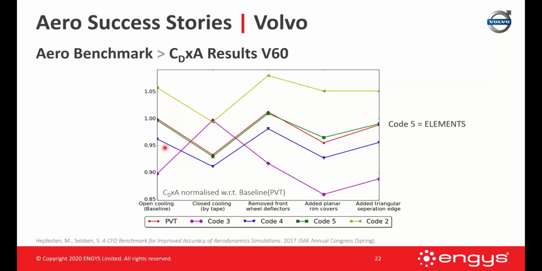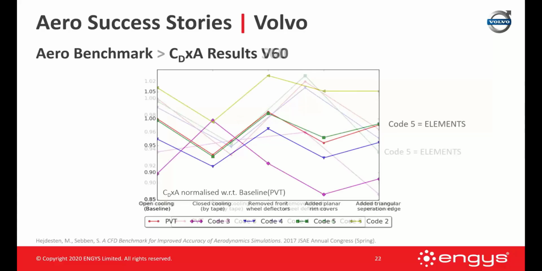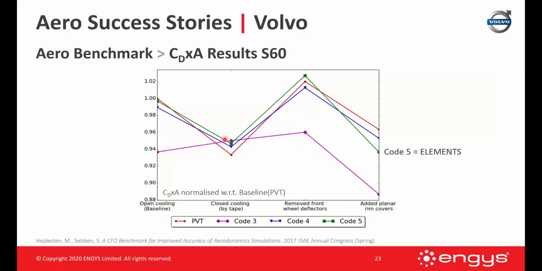We see a trend for code 4, and the magnitude is slightly off compared to elements and also compared to the experimental data. And then we've got code 2 far off in terms of magnitude, and then we've got code 3, which in this case right here, is completely off the mark. Code 3 again is having a little bit of difficulty compared to the rest.